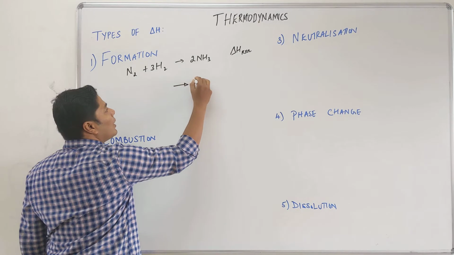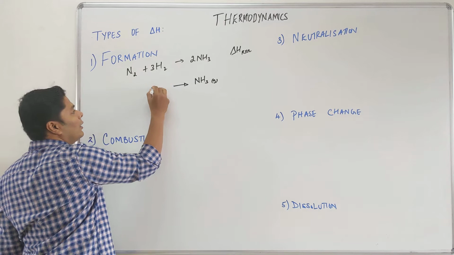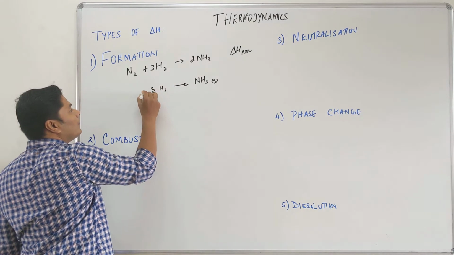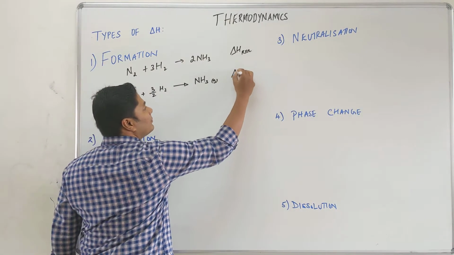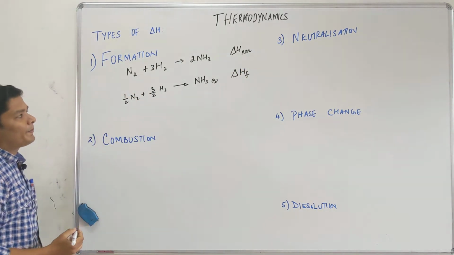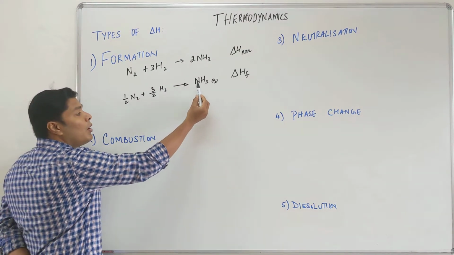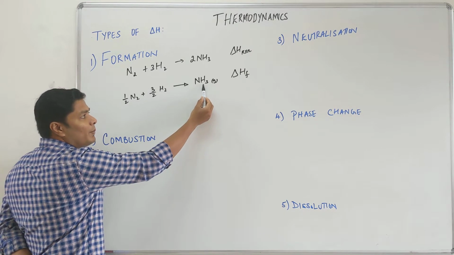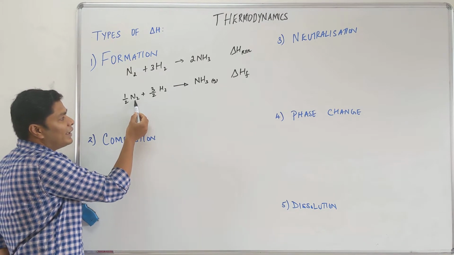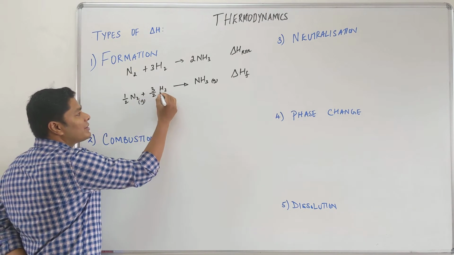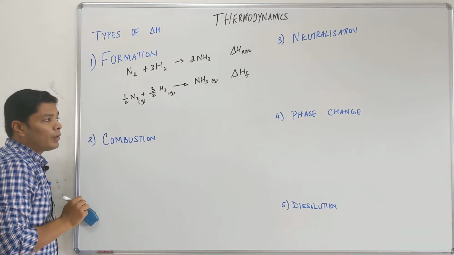So if I make it 1 mole of product formed, NH3 gas, 3 by 2 H2 plus 1 by 2 N2, this will be the enthalpy of formation for ammonia. So it has to be the amount of energy change involved when you form 1 mole of a given compound from its constituent elements in their standard state. Nitrogen's standard state is N2 gas, hydrogen's standard state is H2 gas, not deuterium, not tritium. So this is delta H of formation.